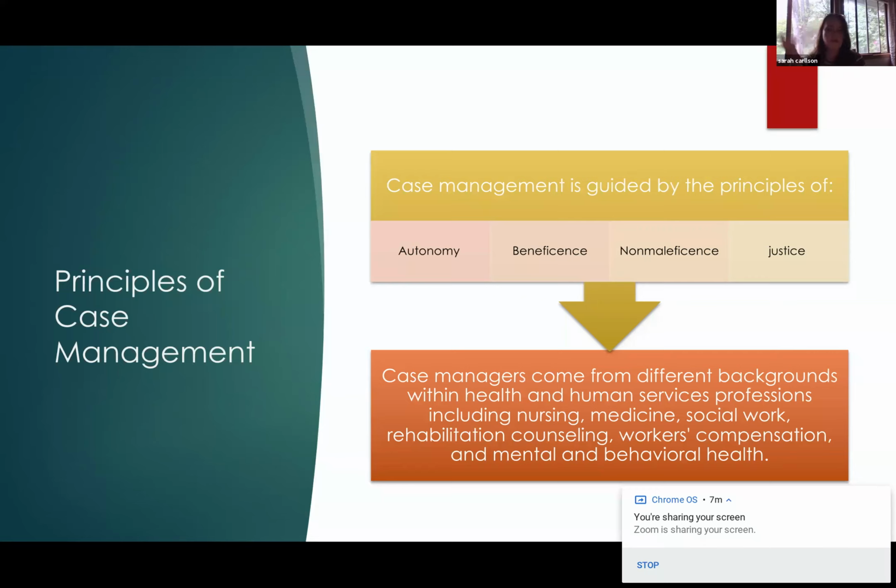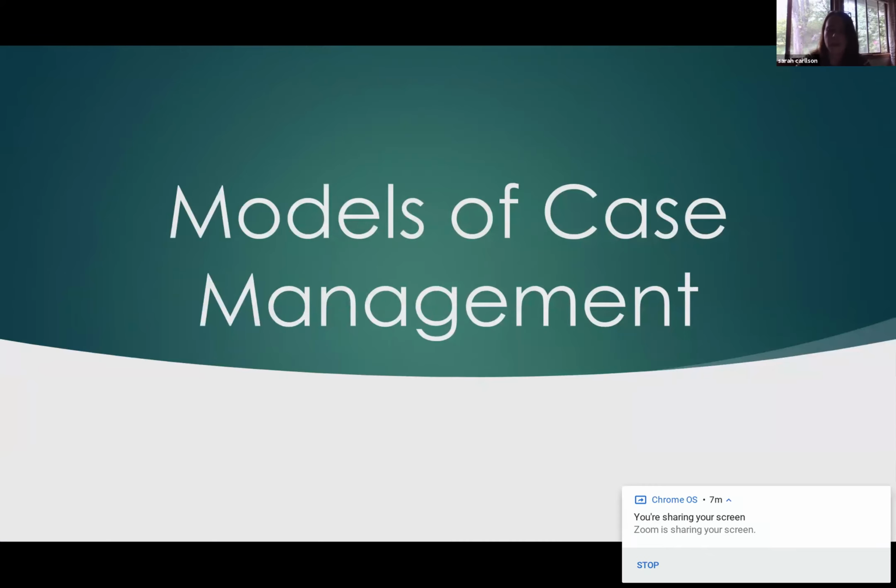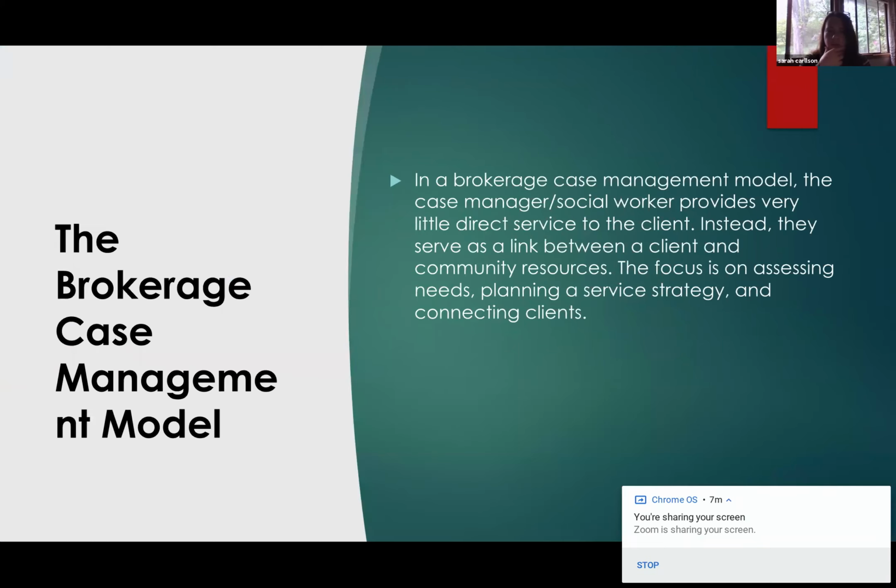So again, case managers come from different backgrounds within health and human services. There are nursing case managers, there are social work case managers, there are community case managers. So working in nursing, medicine, social work, rehab, insurance and workers' compensation, and then behavioral health. There are three major models of case management that we're going to look at here. The first is the brokerage case management model. This is what I discussed earlier, with very little direct service to the client.